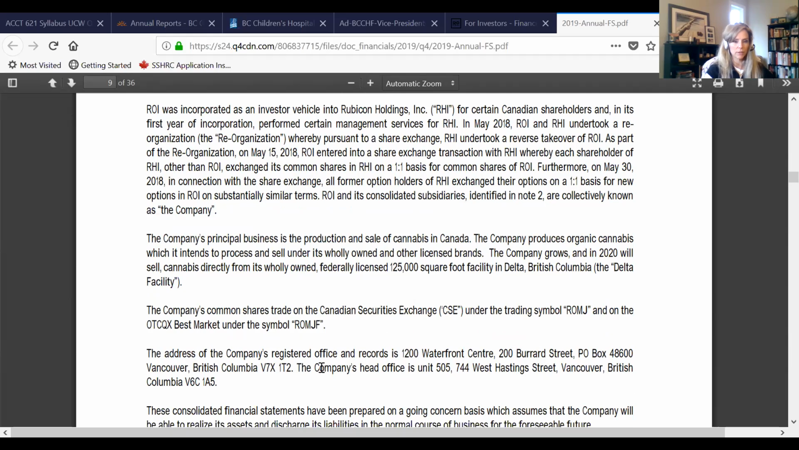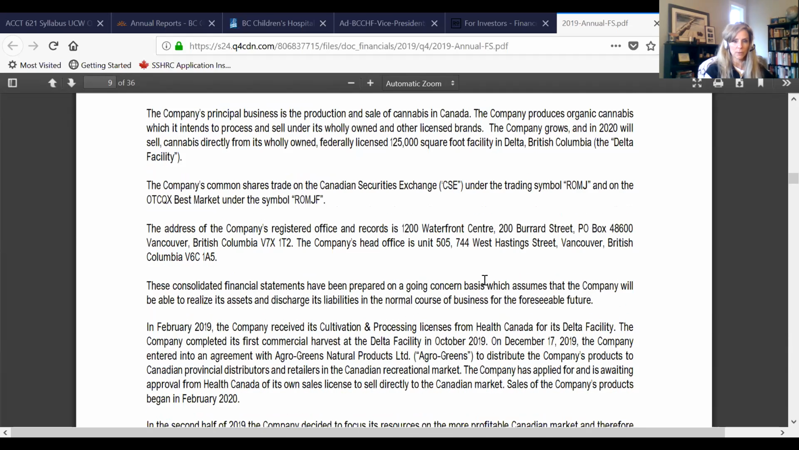It's registered in Vancouver. It's a Canadian company. Their principal business is the production and sale of cannabis in Canada. Of course, cannabis became legal 2 years ago. And this is a very popular endeavor for many farming communities or agriculture. And they sell cannabis directly from its wholly owned, federally licensed 125,000 square foot facility in Delta. So that's what they do.